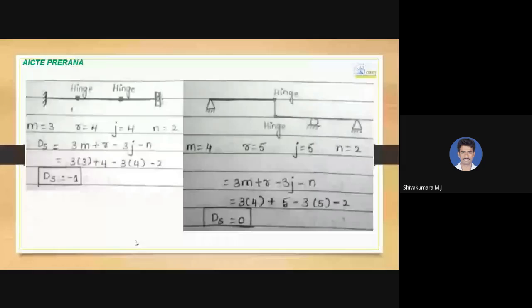So like that, some more examples you can have it up. And you can solve on your own. So you will get a degree of static indeterminacy as 0 over here, and then minus 1 over here. This is roller support, and this is fixed support.